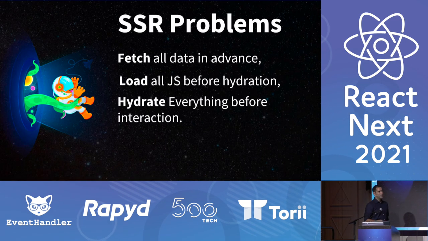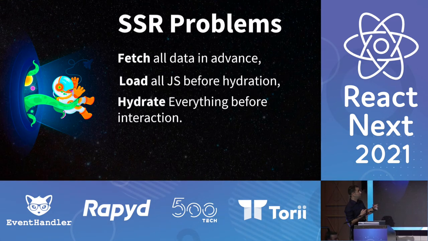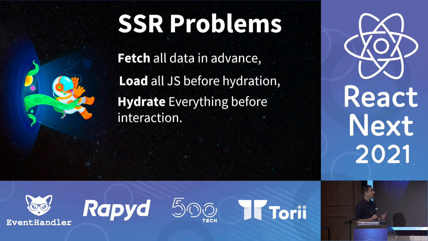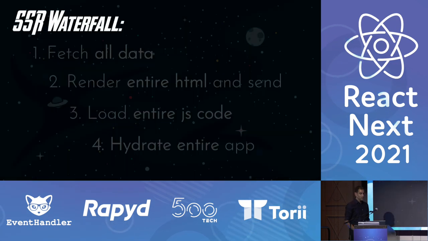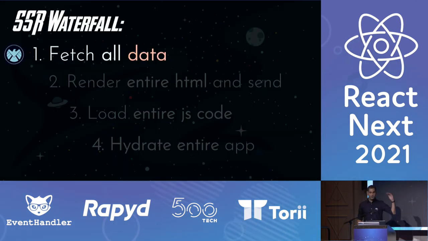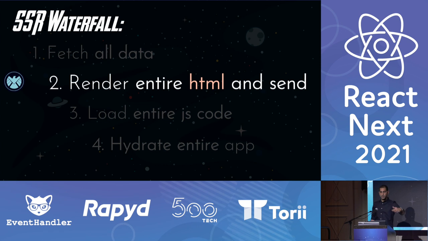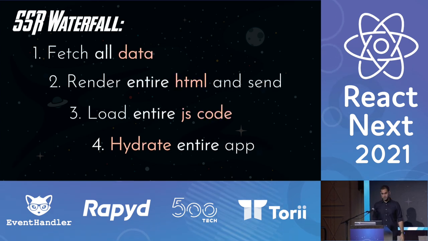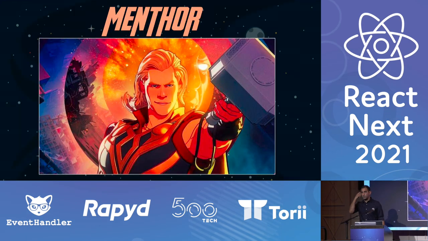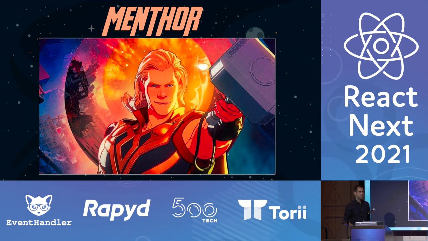Because the problem in SSR is that you have to fetch everything in advance. You have to load all of the JavaScript in the client before you can hydrate. And you have to hydrate everything before you can even make it interactive. So it's basically a waterfall, right? Fetch all data, render entire HTML, load entire JavaScript code, and hydrate the entire app, which is pretty slow and pretty cumbersome.